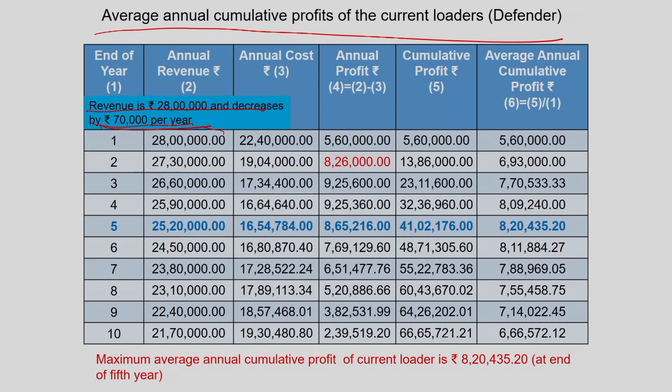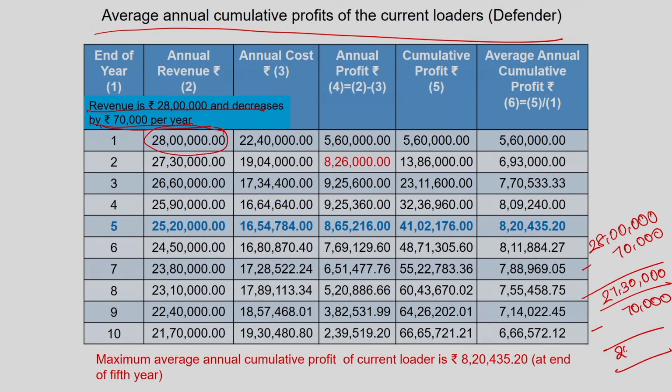To start with, for the first year it is 28 lakh, then the revenue is decreasing by 70,000 every year. So, subtract 70,000, and you will get the revenue for the second year, that is 27 lakh 30,000. Now, again subtract 70,000 to get the revenue for the third year. It is 26 lakh 60,000. So, you keep deducting 70,000 for every year, and you will get the annual revenue for every year.